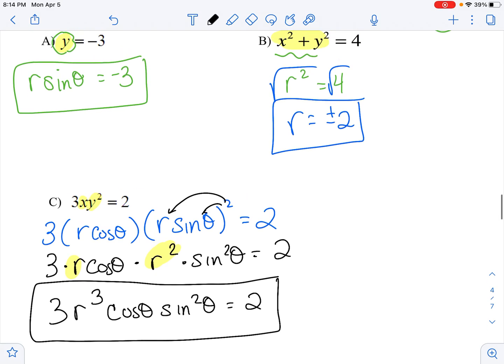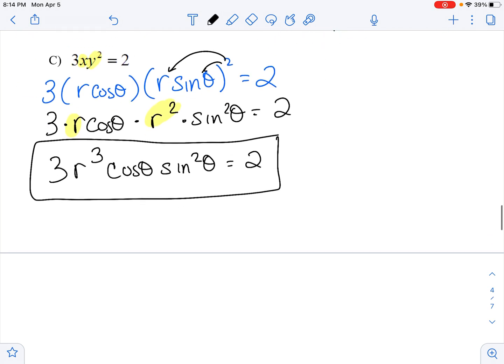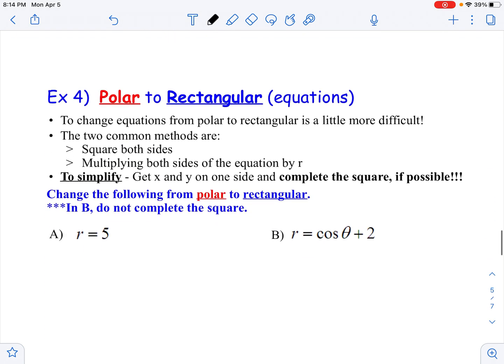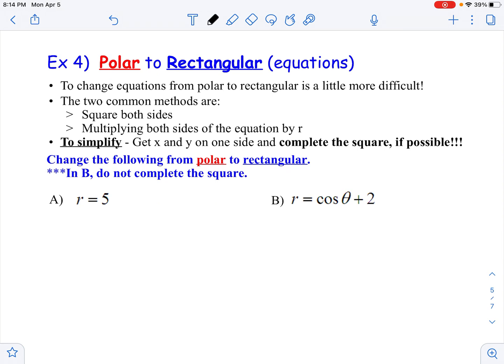Some of the equations look nice, like the first two. That third one is a little ugly. All right, so let's go the other way. Let's go from polar to rectangular. Again, we've got those same 4 equations: x squared plus y squared equals r squared, tangent of theta equals y over x, and we know that x is r cosine theta and y is r sine theta.